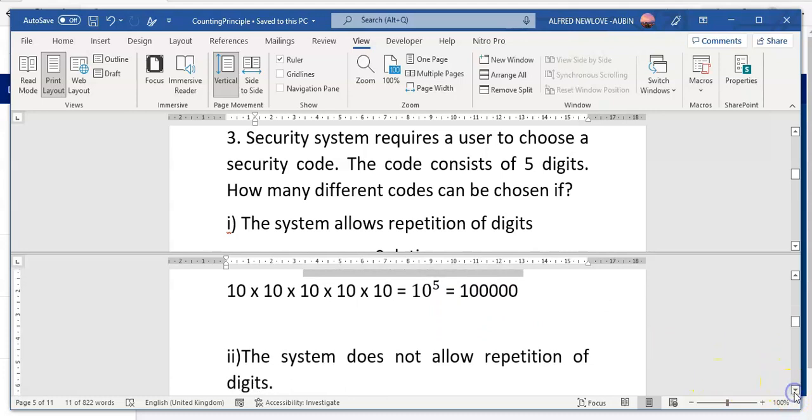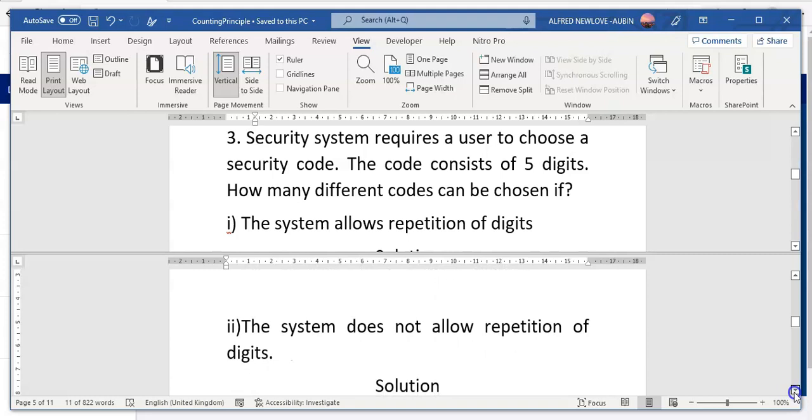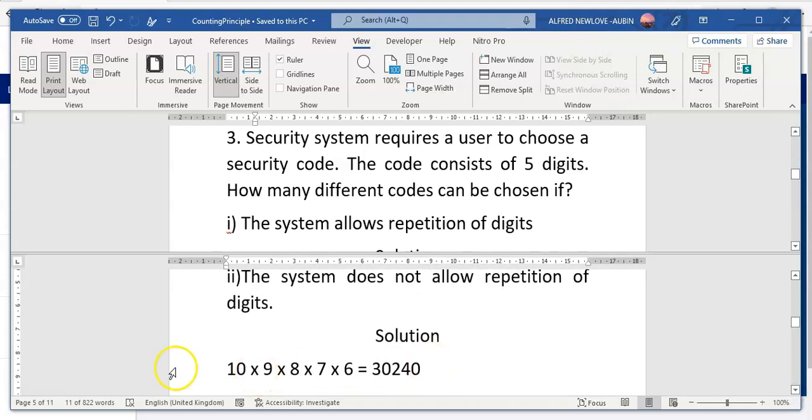Let's move on to the next question. The system does not allow repetition of digits. It means if you use it in the first space, you can't use it in the second space. So what do you think this one is going to be? The factorial. Now the first space is going to be this. The second space is not going to be 10, it's going to be 9, because one digit has been used in the first space.